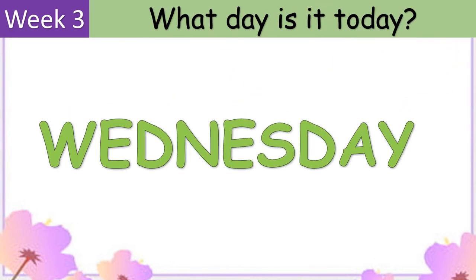What day is it today? Today is Wednesday. What color is Wednesday? Yellow, green. Let's spell Wednesday. W E D N E S D A Y, Wednesday.